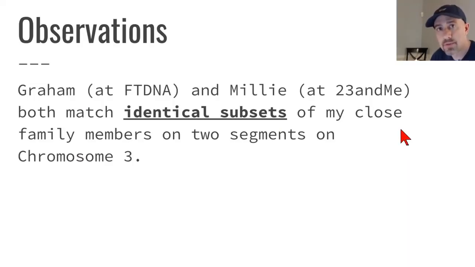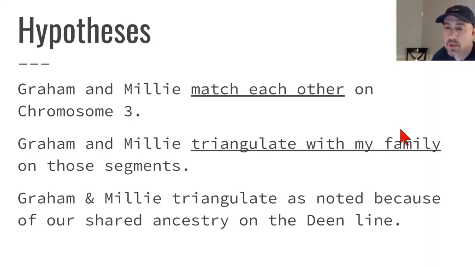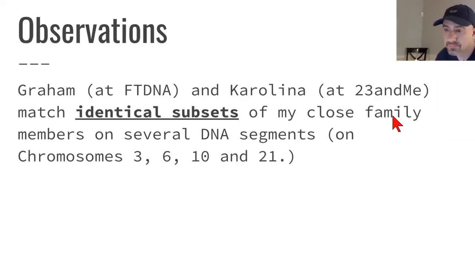So we can summarize the observations that we've made up to this point, and we can build some hypotheses on these observations. So, so far we've seen that Graham at Family Tree DNA and Millie at 23andMe both match identical subsets of my close family members on two segments on chromosome 3. So on the basis of that observation, we might hypothesize that Graham and Millie match each other on chromosome 3, and that we can hypothesize further that Graham and Millie triangulate with my family on those segments, and they triangulate on those segments because of the shared gene ancestry.